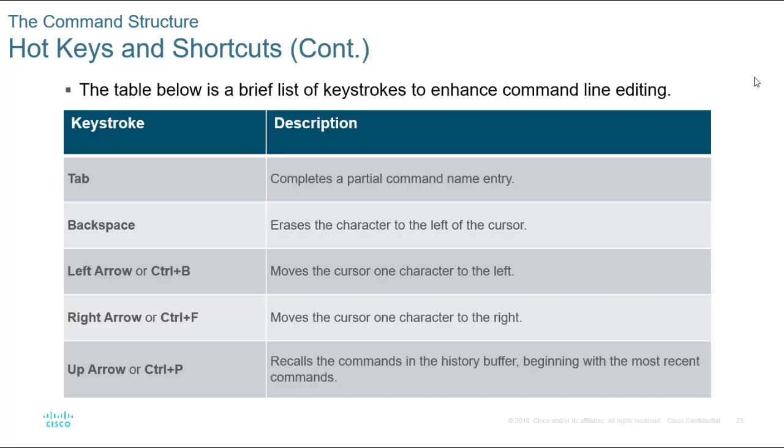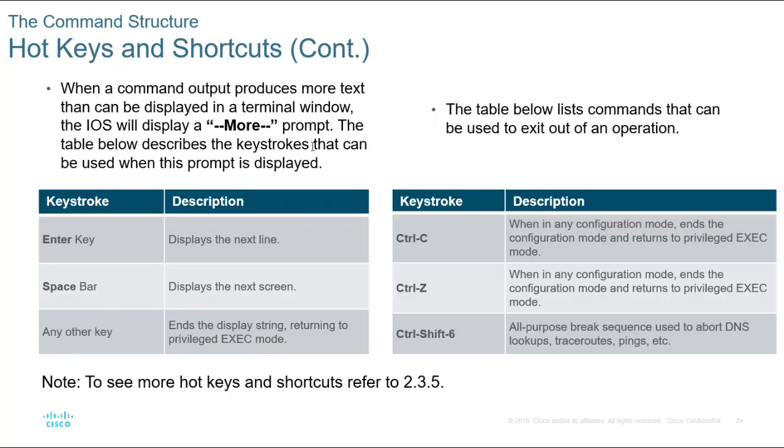It's always good to reduce typing and use shortcuts. There are some shortcuts in the IOS, similar to Linux. For example, there is tab completion. If you want to move the cursor one character to the left, the equivalent of the left arrow would be Control B for back, or to move the cursor one character to the right, the equivalent of the right arrow would be Control F for forward. If you want to recall a command, you can use either the up arrow or Control P.